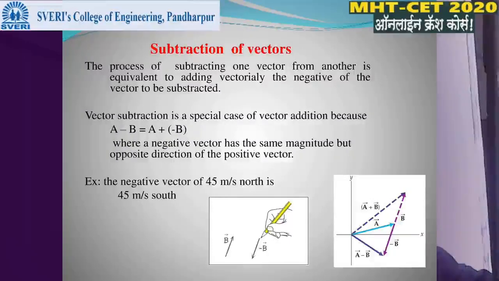The process of subtracting one vector from another vector is equivalent to adding vectorially the negative of the vector to be subtracted. See here, the best example: B bar and minus B bar are two different vectors, and these two vectors are opposite in direction. From this figure, the two vectors B bar and minus B bar are opposite to each other.